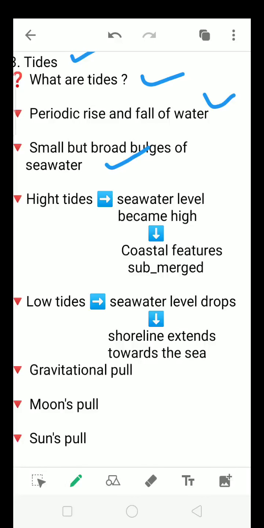We can observe two types of tides. These are high tides and low tides. High tides show sea water level becomes high, and as a result we can find coastal features submerged. And low tide shows the sea water level drops, and as a result we can see the shoreline extends towards the sea. It happens because of gravitational pulls, and these pulls are because of moon pull and sun pull.